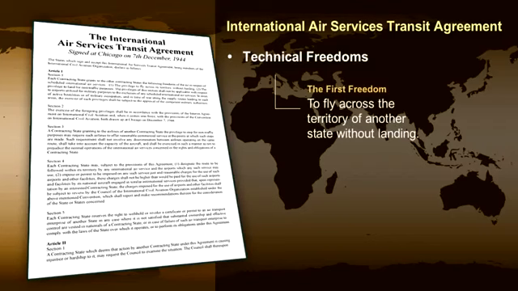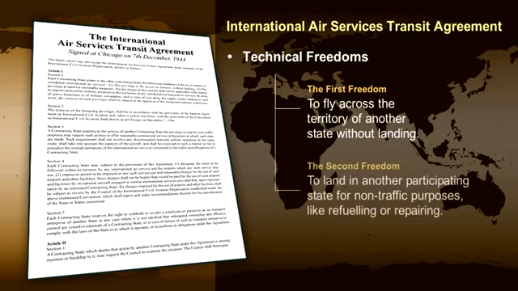The very first freedom is a freedom to fly across the territory of another participating state without landing. The second freedom allows for a privilege to land in another participating state for non-traffic purposes, like refueling or repairing, but not for the uplift or discharge of passengers, cargo or mail.